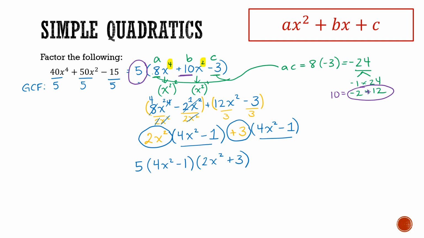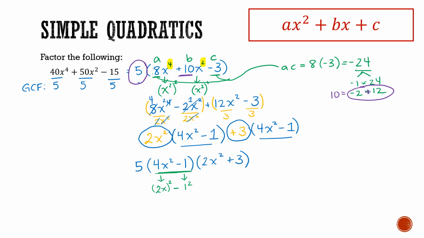Now, I need to recognize here that I still have expressions that have x's with exponents. So I have to examine to see if these should be factored further. Here I have 4x squared minus 1. Well, this is a difference of squares. This first term, 4x squared, the square root of that is 2x. So if I square that, I get 4x squared. And the second term, 1, the square root of that is 1.